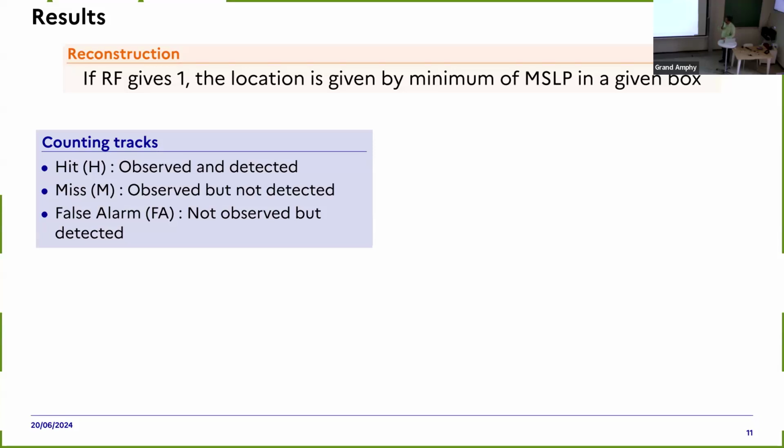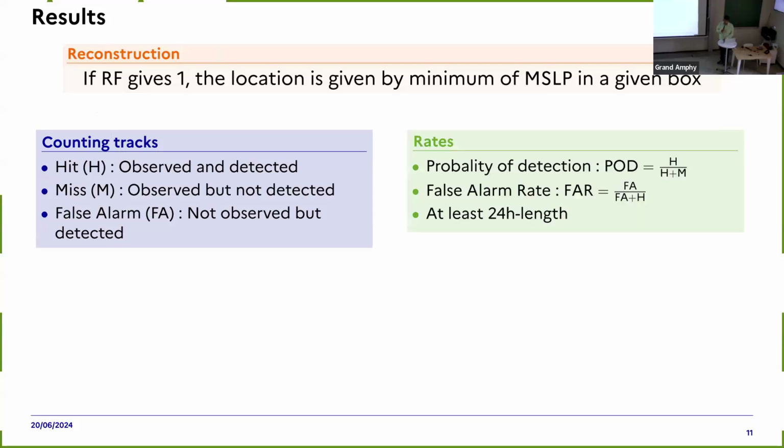Then I have to count the tracks. So first I have the hits, which are observed and detected by random forest. The missed ones are those which are observed but not detected, and the false alarms are those which are not observed but detected by the random forest. And I just compute 2 simple rates: the probability of detection, which is this fraction, and the false alarm rate. And the better you have a higher probability of detection and a lower false alarm rate.